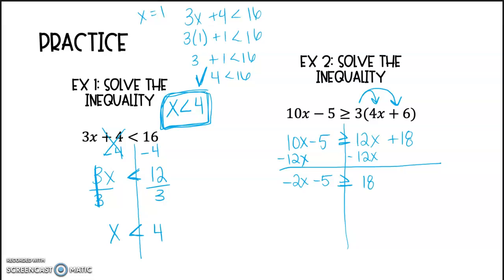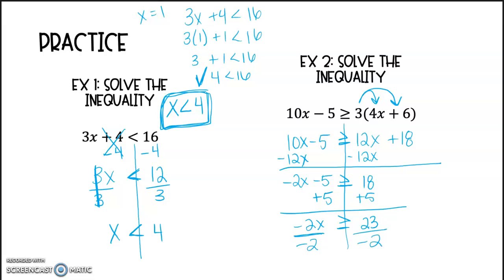Now I've got to get that constant away from my variables on the left side by adding 5 to both sides. That leaves me with negative 2x is greater than or equal to 23. All right, so we're on my final step. I need to isolate this variable of x. Right now it's being multiplied by negative 2, so we're going to divide it by negative 2 on both sides.